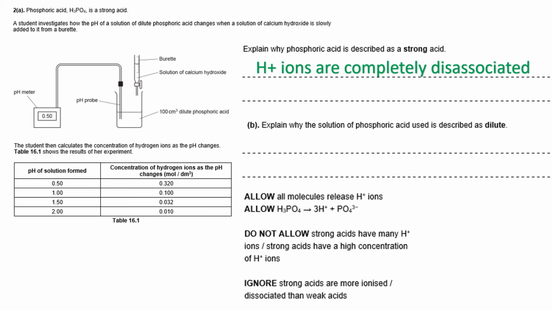Okay, so be careful. B, explain why the solution of phosphoric acid used is described as dilute. Well, what does dilute mean? It means there's a low ratio of hydrogen ions to volume of solution, or there's not many H plus ions in a volume of solution.